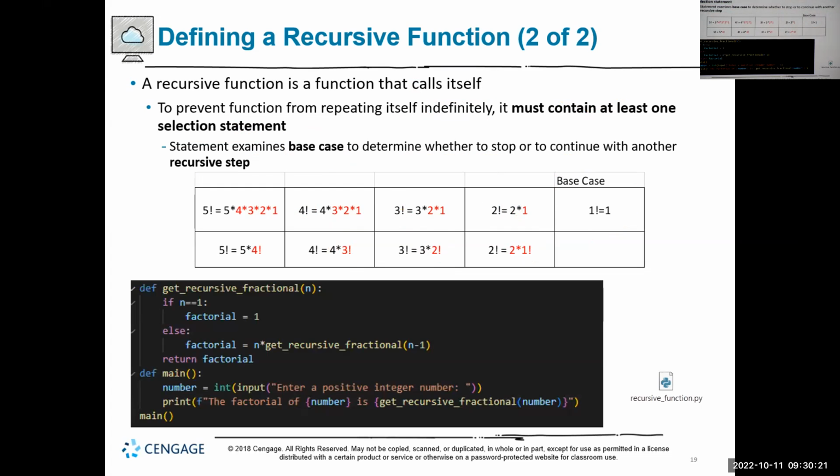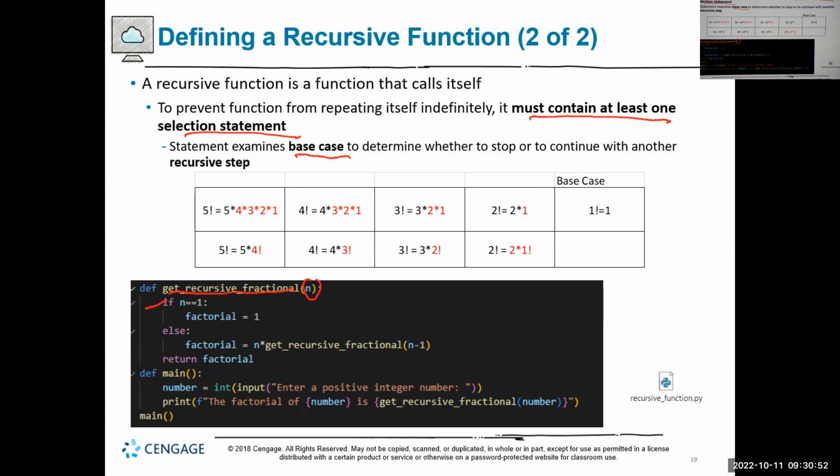So how does it work with Python here? How it works with Python is this program here. You see, again, I define and identify the function name, and that is one parameter only. Again, remember here, it must contain at least one selection statement. And in the selection statement, it is a base case to determine whether to stop or to continue another recursive step here.